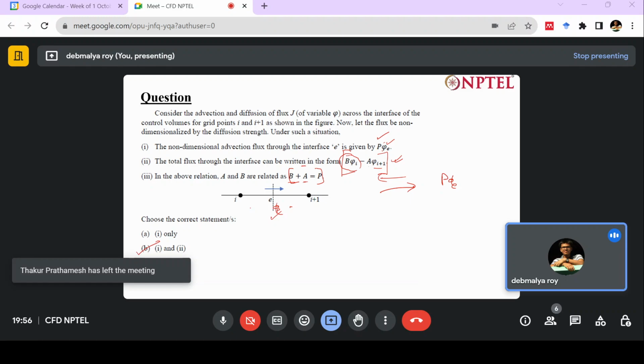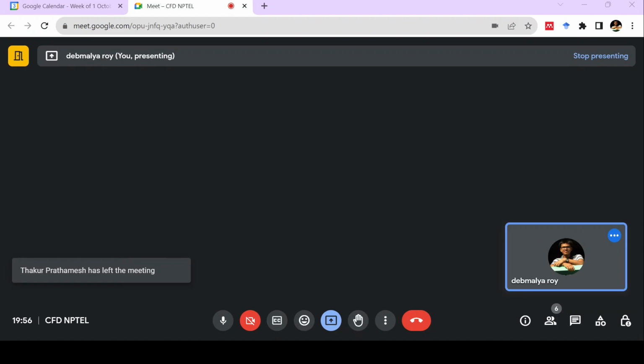Okay, so let's go to the next question. Which of the following relations between A and B and P are true in the context of the generalized convection diffusion formulation, where the non-dimensional flux across the interface between the grid points I and I plus 1 is given by this? So yes, we encountered this in the last problem itself.